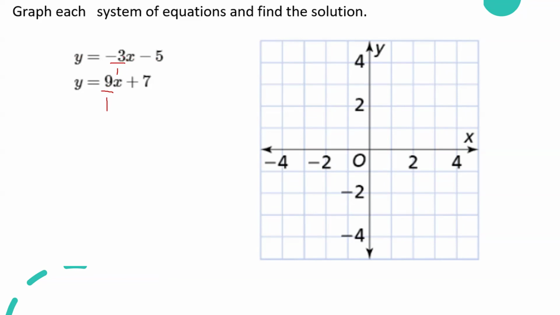So I'm going to start with the first equation. My y-intercept is -5 here. And remember, our y-intercept is where the line crosses the y-axis. So it's -5. Our slope is -3/1.